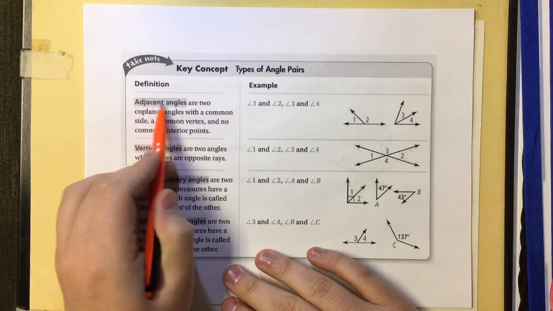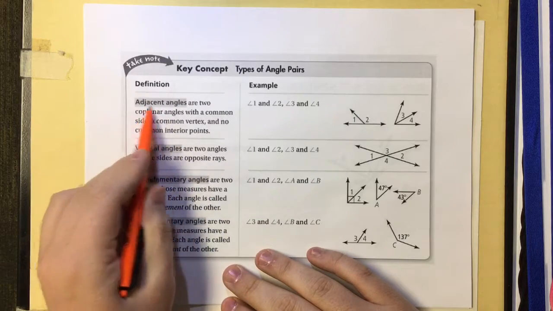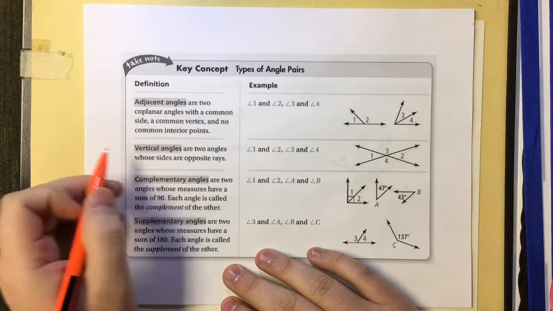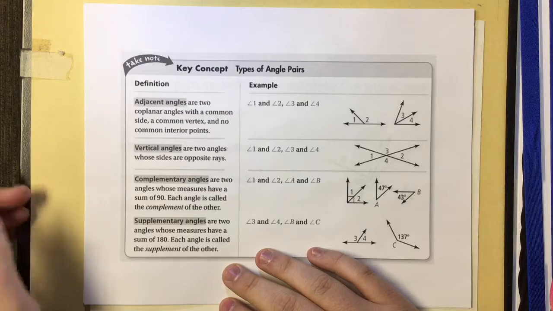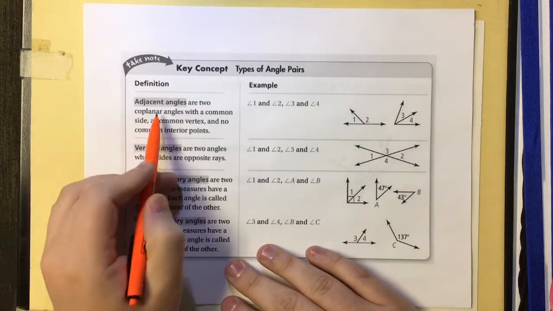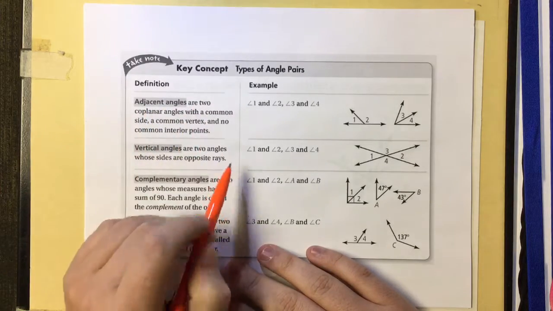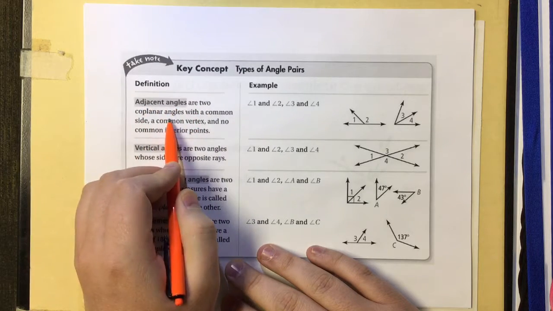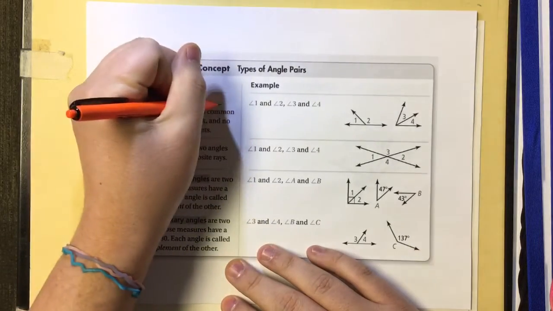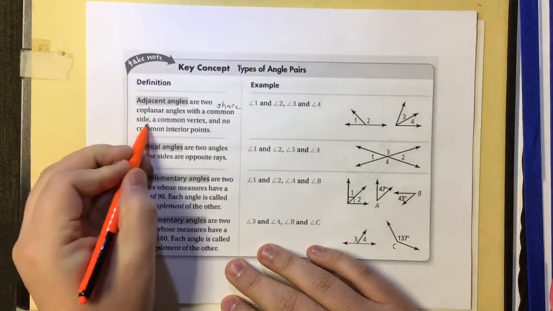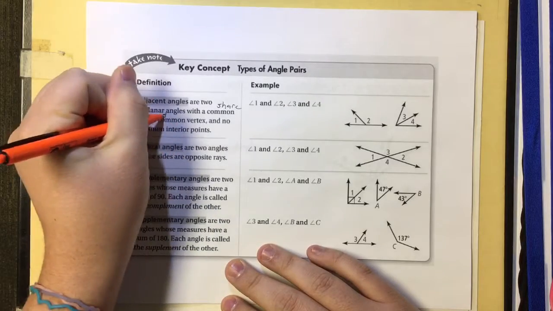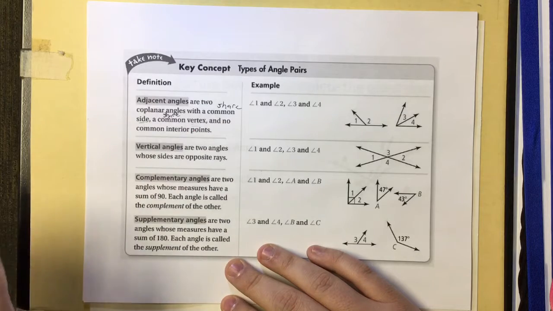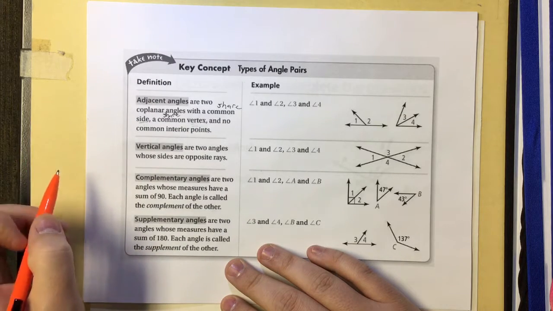Our first one is adjacent angles, and adjacent just means next to. Sometimes you might talk about a street or a house that is adjacent to yours or to where you are. Things that are adjacent just mean next to. But specifically in geometry, we say if angles are adjacent angles, they are two angles with a common side, so that means they share a side, and they have a common or share a vertex. And if you remember, a vertex is that corner of the angle, that point at the corner.